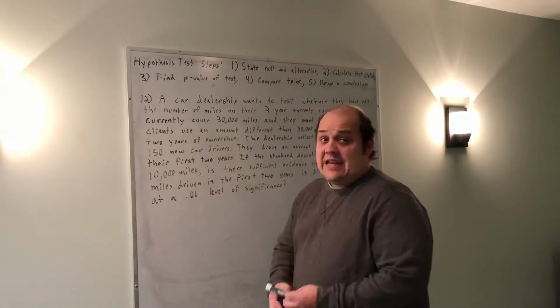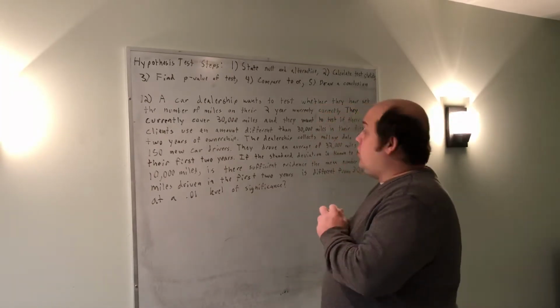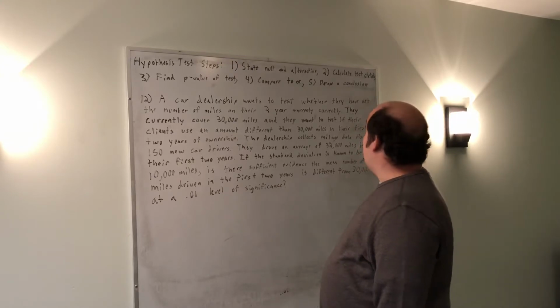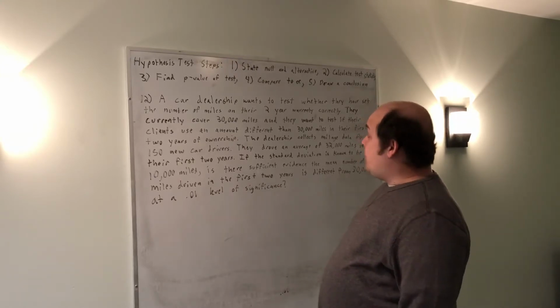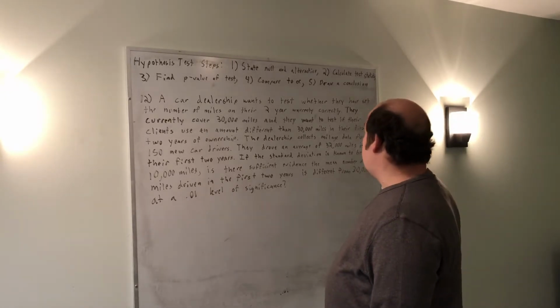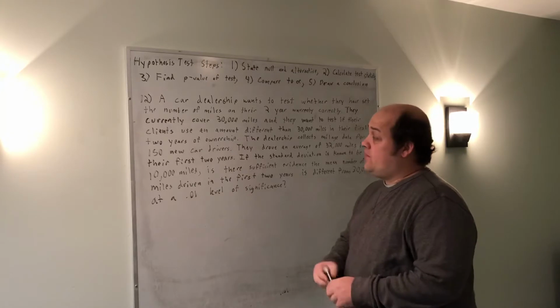The second hypothesis test that we're going to look at revolves around a car dealership. The car dealership wants to test whether they've set the number of miles on their 2-year warranty correctly. They currently cover 30,000 miles, and they want to test if their clients use an amount different than 30,000 miles in their first 2 years of ownership.